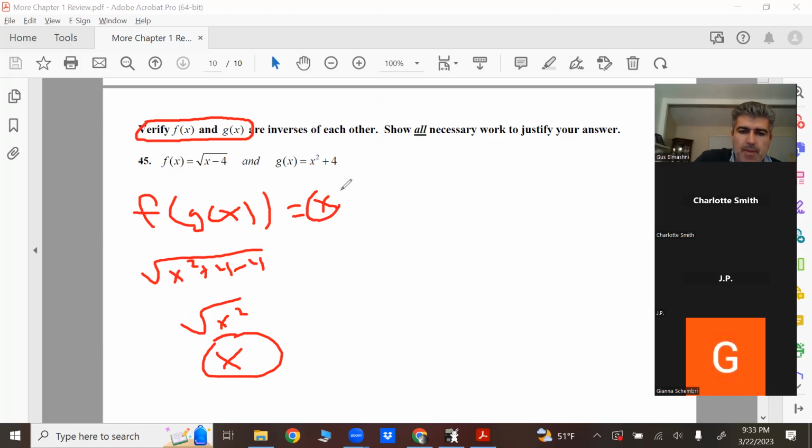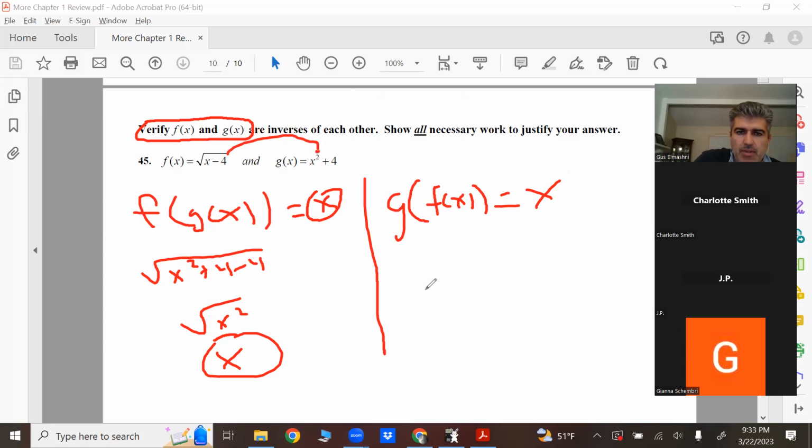So that's what has to happen. You need f of g of x to equal x. Or will that always be the case? Yep. When that happens, they'll be inverses. Or if I did it the other way around, same thing. So if I plug this into the g of x function, root of (x minus 4) squared plus 4, x minus 4 plus 4, I get x again.